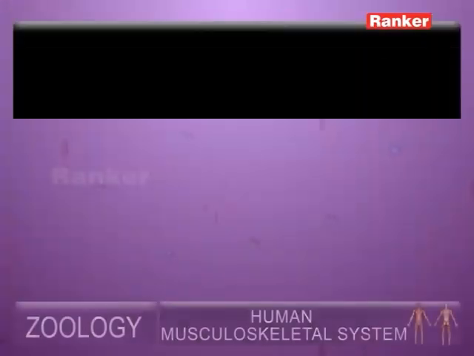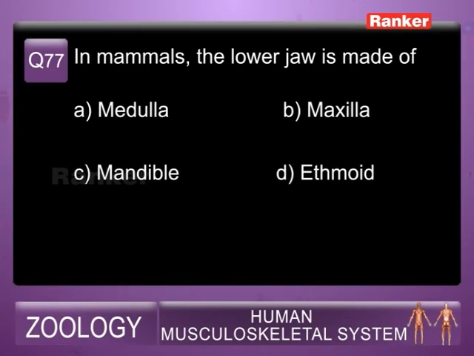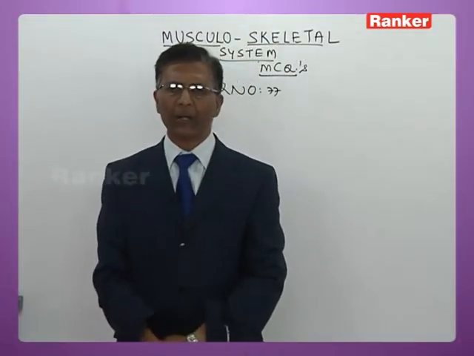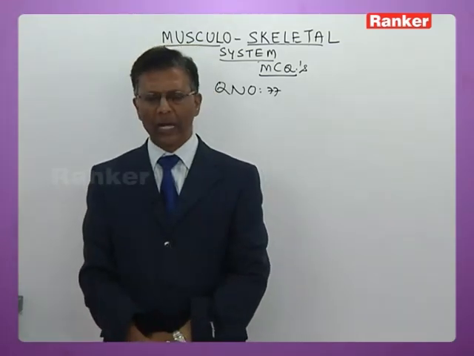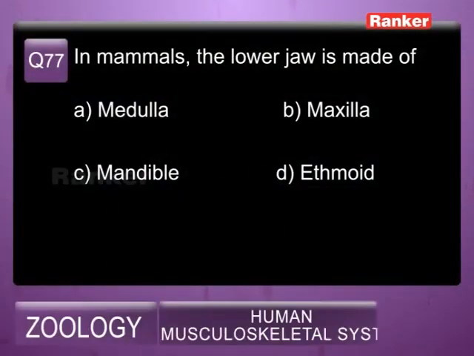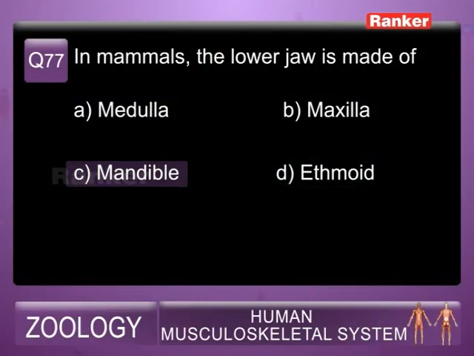Now 77 is here. In mammals, lower jaw is made of A. medulla, B. maxilla, C. mandible, D. ethmoid. In mammals and human being, the entire lower jaw is made of a single bone called dentary bone, or mandibular bone. So the answer is C, that is mandible.